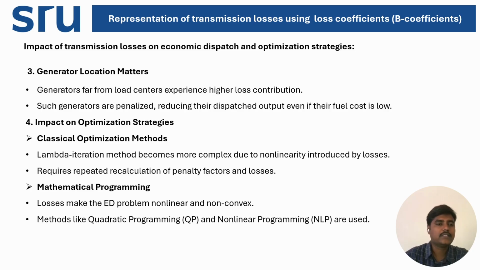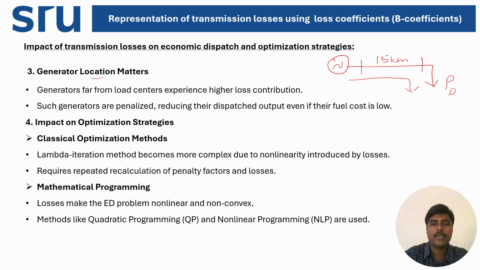Now let's see, the generator location is also very important, because the generator location has an impact on transmission losses. Suppose there is one generating plant and the load is located very far away from the generating plant, let's say after some 15 kilometers. Then obviously the entire power has to flow through this long 15-kilometer transmission line. So the transmission loss will be there, which is not equal to zero.